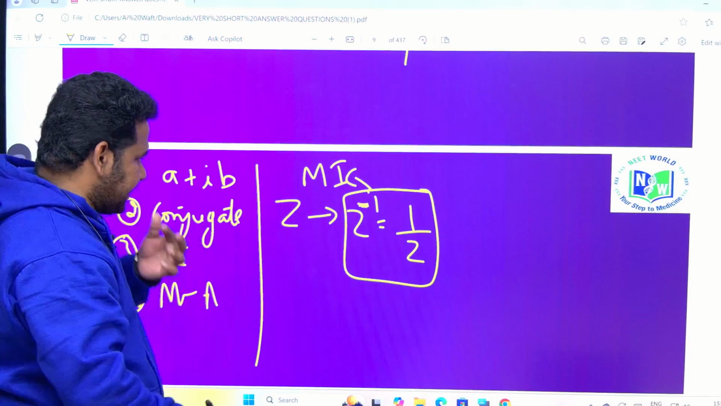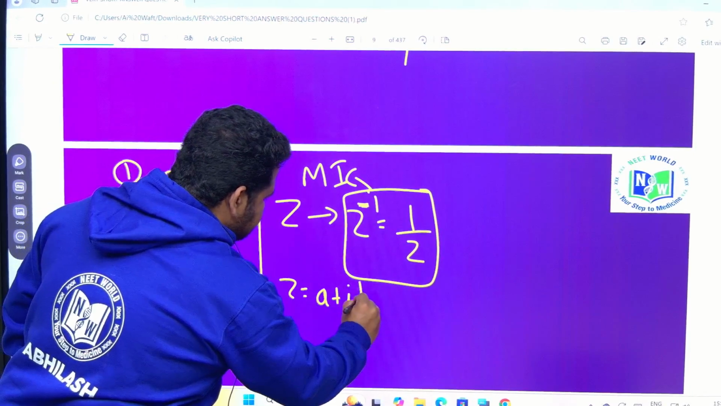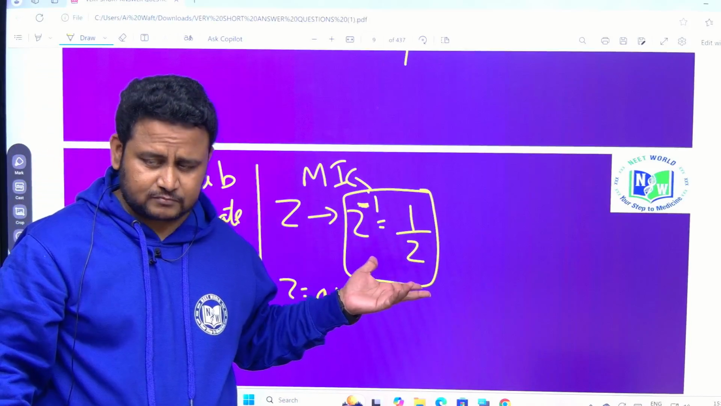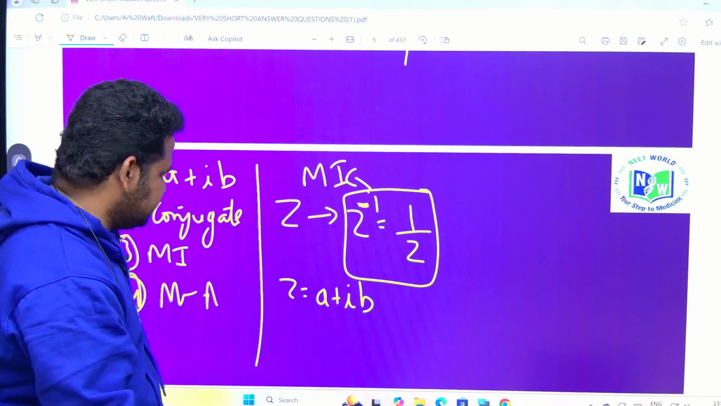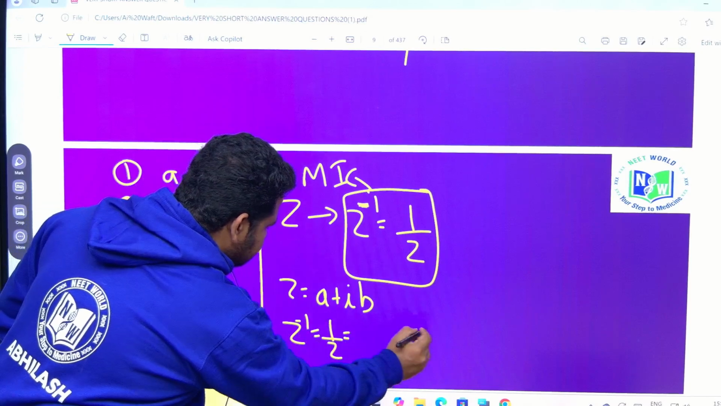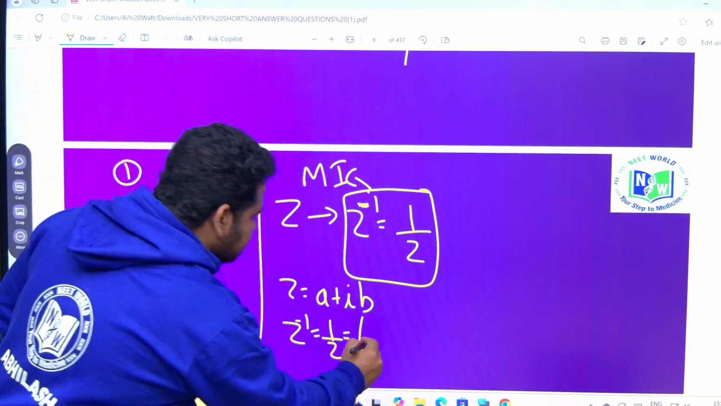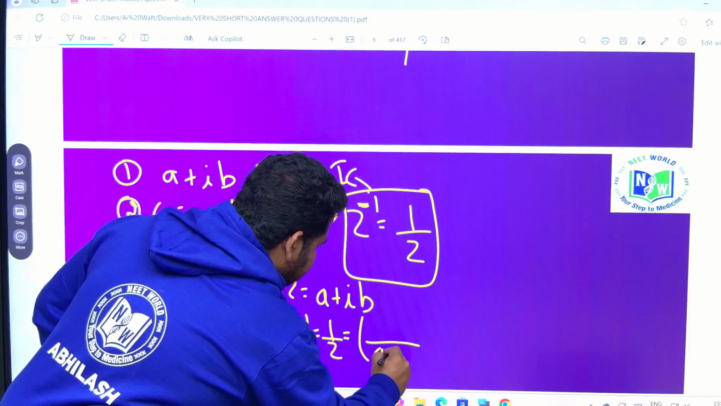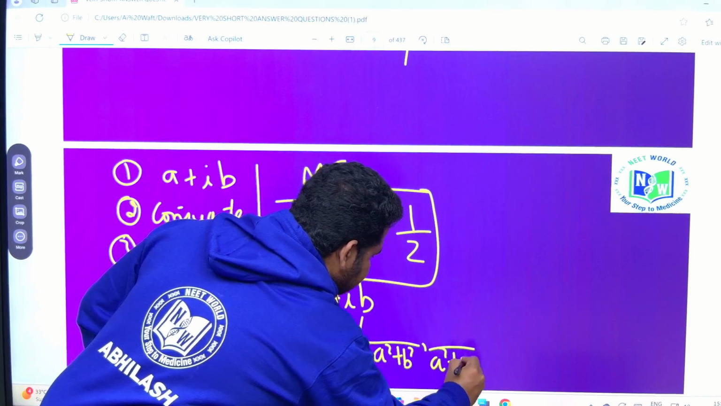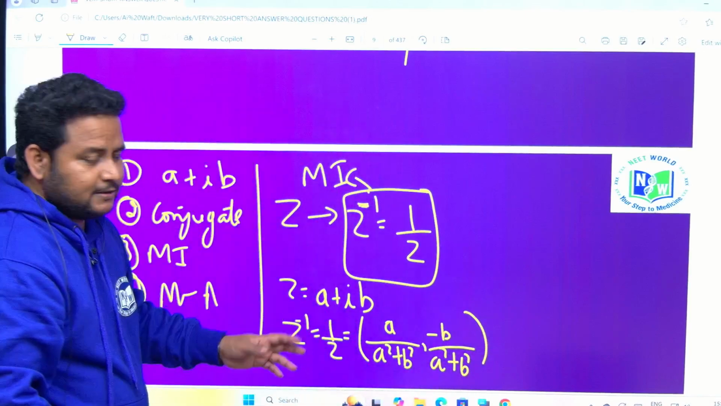Suppose I write Z is equal to A plus iB. If you have to find the multiplicative inverse, there is a simple formula which you can remember very easily. See here friends, Z inverse, or 1 by Z, will be equal to, in the form of an ordered pair, A square plus B square in the denominator, comma, again A square plus B square. In the numerator here it will be A, and here it will be minus B.